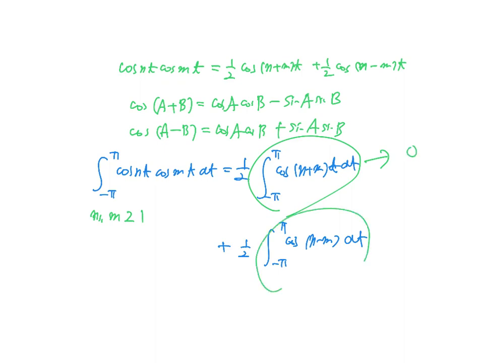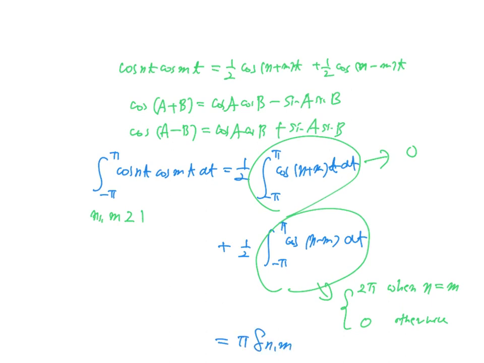How about this? When n is equal to m, then the argument of cosine is 0, and cosine 0 is 1, so it's 2 pi. And when n and m are different, then it is of course 0. So this is 2 pi, zero otherwise. So this integral can be written as pi times delta nm. Right? So this is the canonical delta.